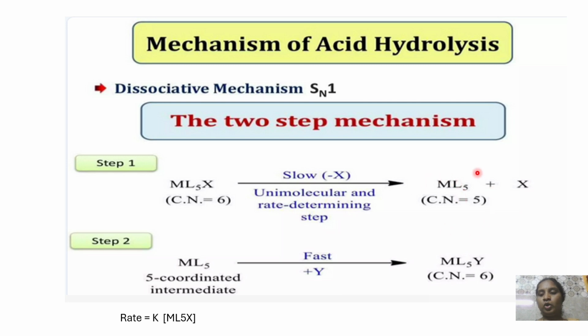The resulting complex we get here is the complex with coordination number 5. It means that the metal is bonded with only 5 ligands instead of 6 ligands. Another ligand has come out as X. In the second step, the formed 5 coordinated intermediate is treated with the ligand Y, giving the metal complex with coordination number 6. Here the Y, in acid hydrolysis, is H2O.